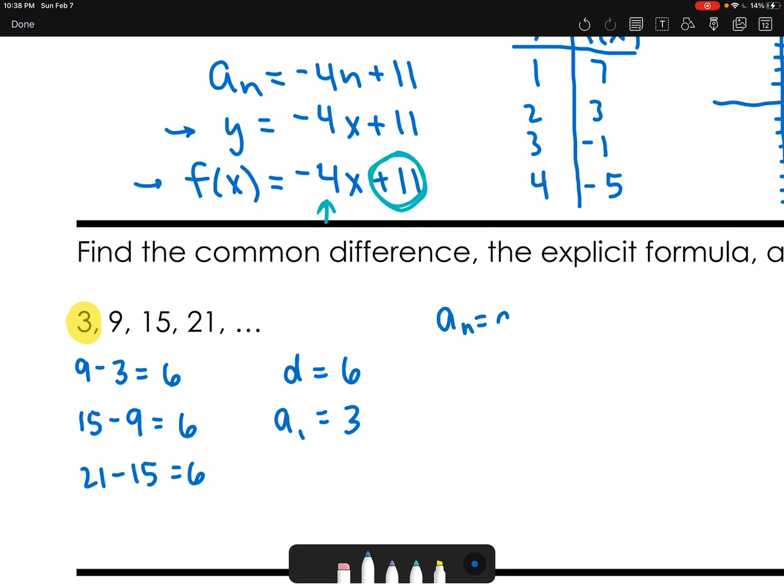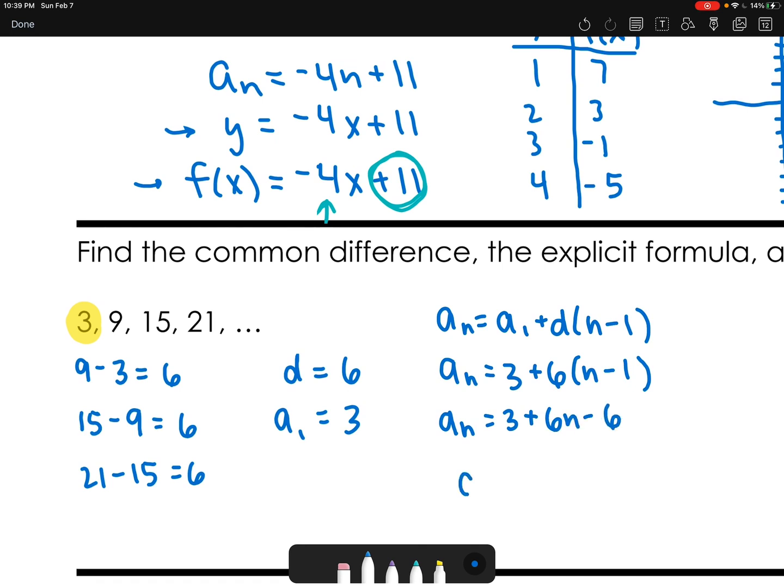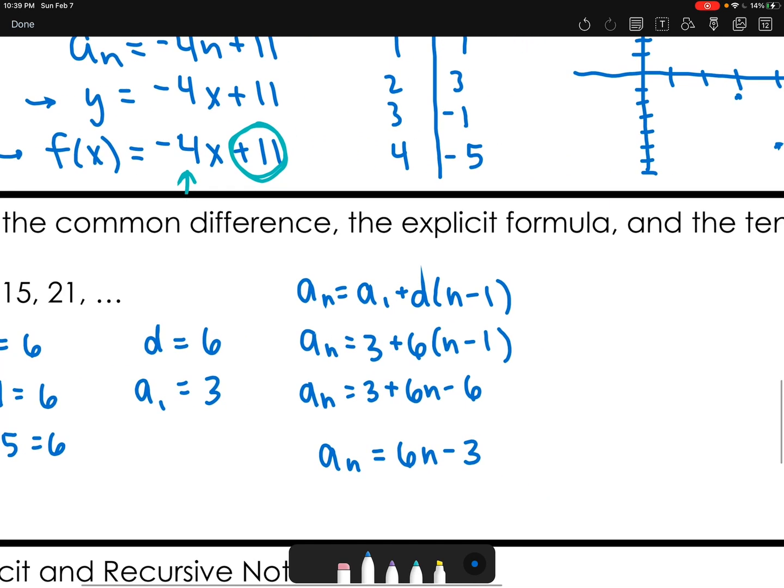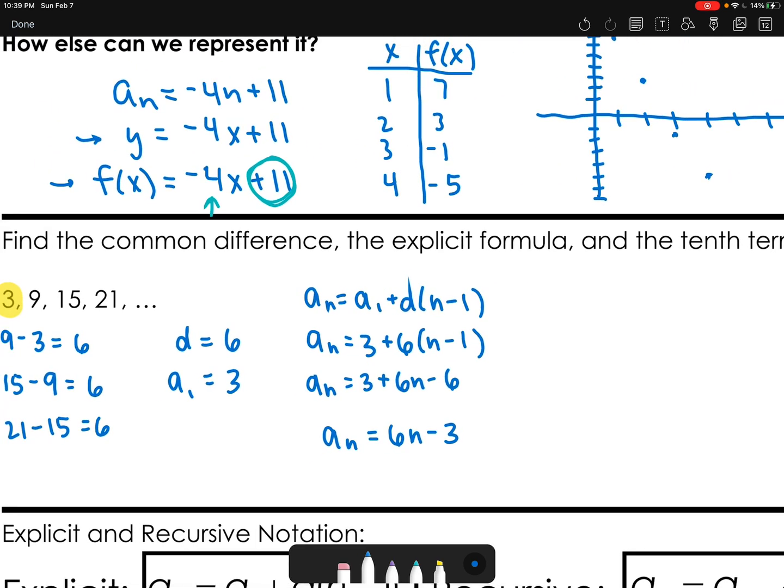And so a sub n equals a sub 1 plus d times n minus 1. I'm plugging everything in. a sub n equals 3 plus 6 times n minus 1. Distributing and now combining my like terms, I'm left with 6n minus 3. Okay, how'd you do? Common difference, explicit formula. This is what you should have gotten once you simplified.